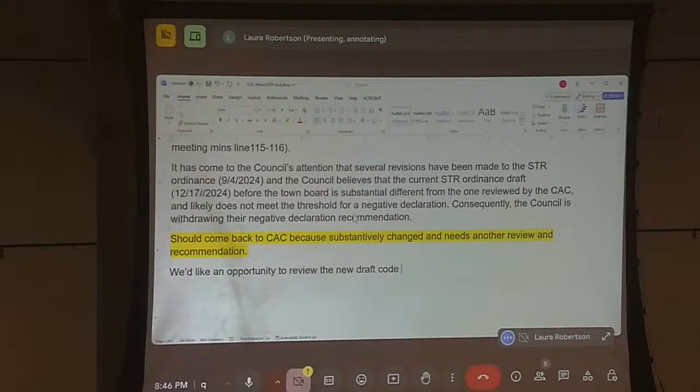So, here's what we did our neg deck on. Now we know there's changes. Please send it back to us. Yeah, and I'm happy with that. I'm fine with that. I mean, again, I think that this is really part of our duty under our charge by the secret.